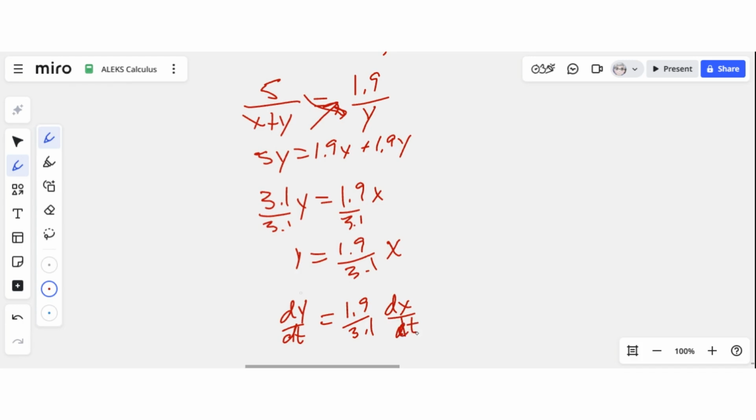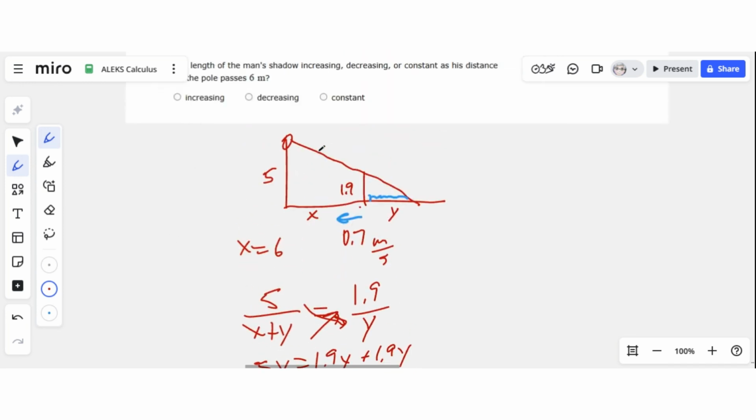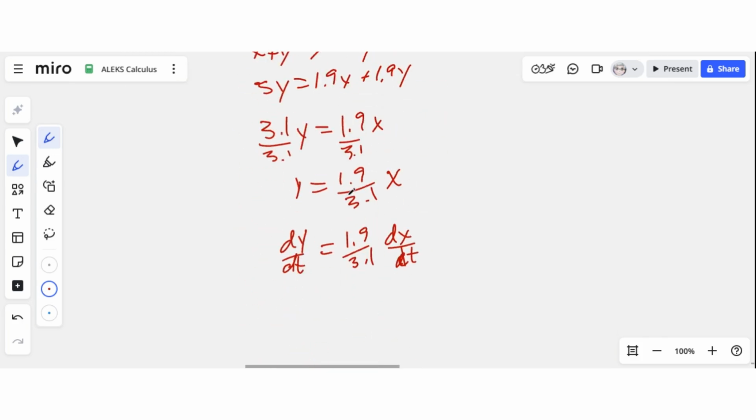You might be wondering, what good did that actually do us? Well, we have the value for dx/dt already. If we look up here, this length x, we've been told it's changing at a rate of 0.7 meters per second. The man is walking towards the pole at a rate of 0.7 meters per second. This value is going to be negative though, because x is getting smaller as he walks toward the pole. So it's going to be negative 0.7. And I can just plug that in. So 1.9 over 3.1 times negative 0.7.